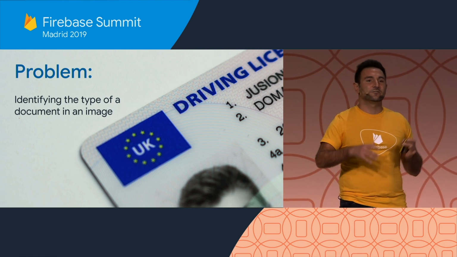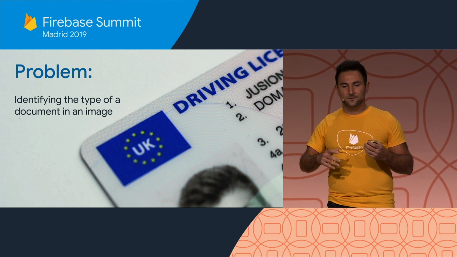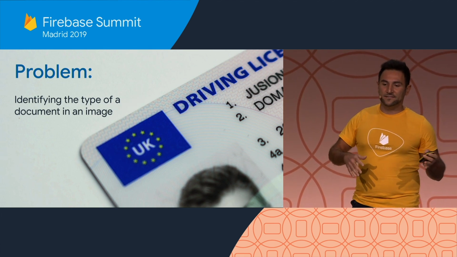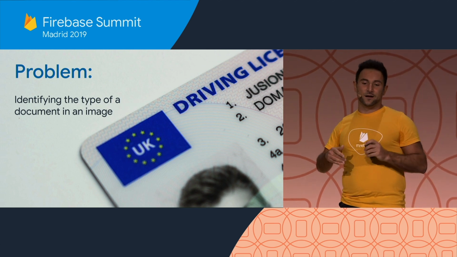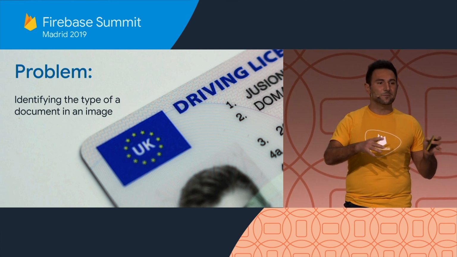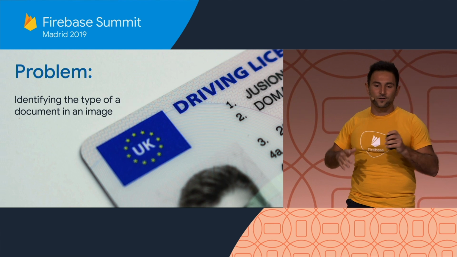Today, I want to present a real-life problem. Let's say we have this app. It could be a financial app or a bank app. Let's say we want to submit a valid form of ID. And we realize that often people don't submit the right type of document. And we'd like to catch that earlier in the process.